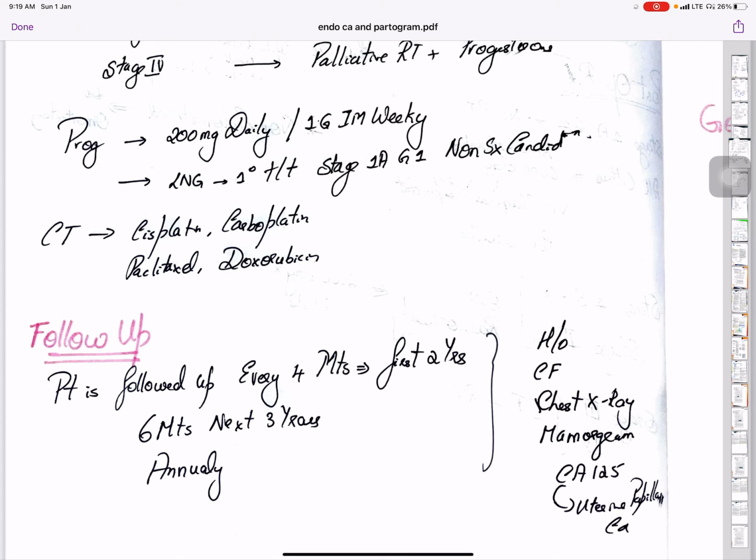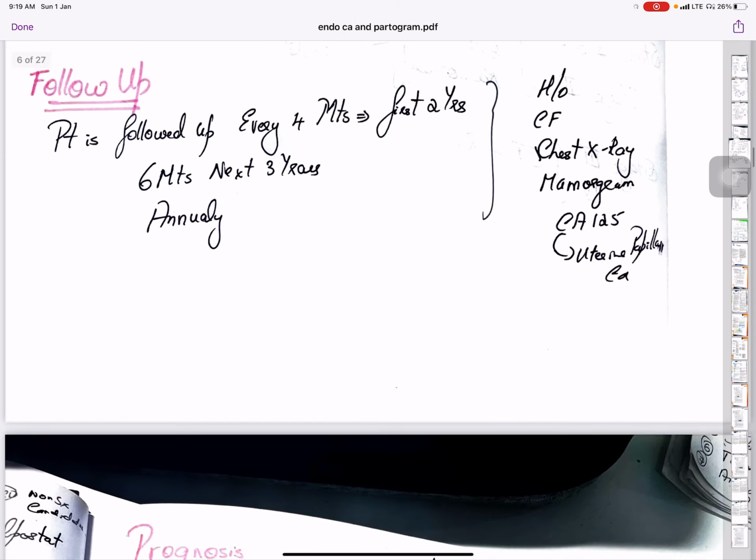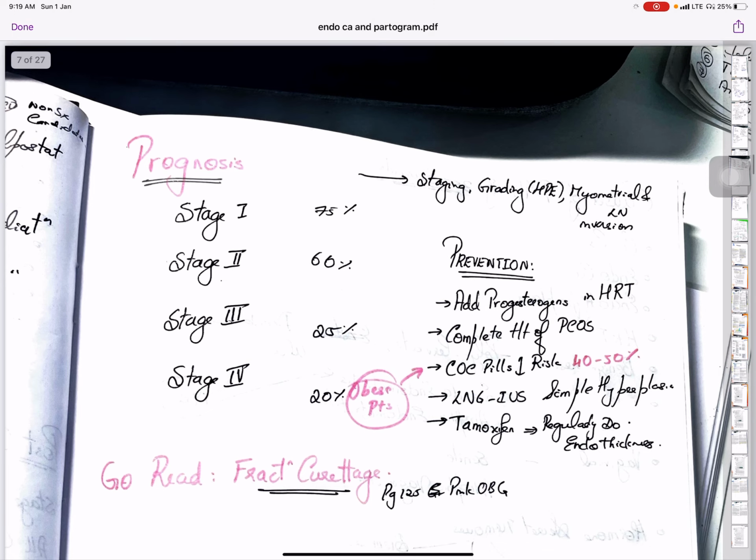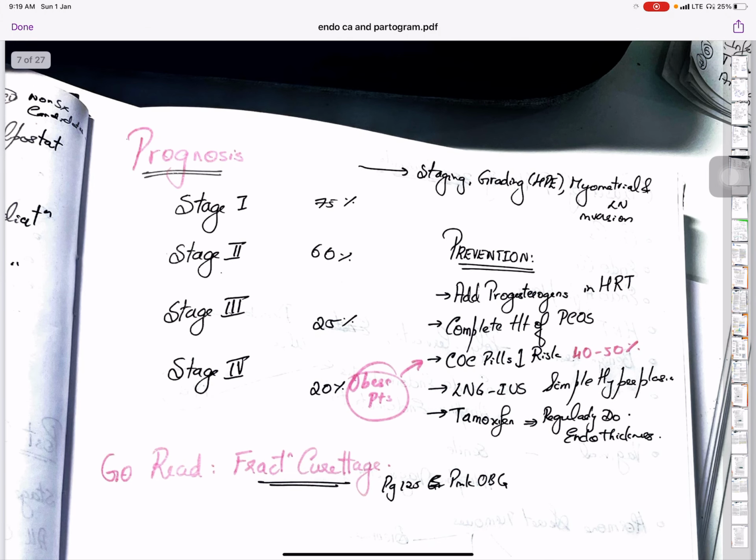Okay, what and all we do? History, clinical features. We do endometrial biopsy. Sometimes, most of the time, CT, MRI, mammogram, and CA 125. Stage 4, stage 3, stage 4 prognosis 20%. Stage 1 prognosis 75-60%. Okay.